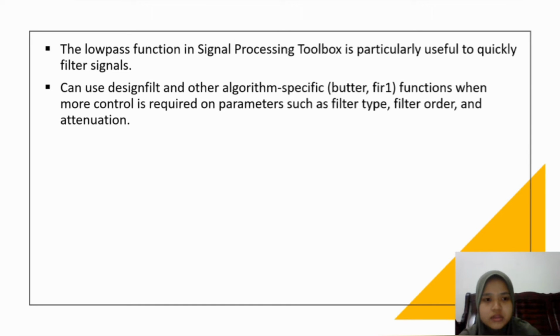The lowpass function in the Signal Processing Toolbox in MATLAB is particularly useful to quickly filter a signal. We can use designfilt and other algorithm-specific functions like butter when more control is required on parameters such as filter type, filter order, and attenuation. That's all from me. Thank you.